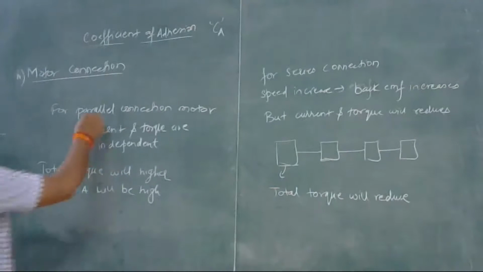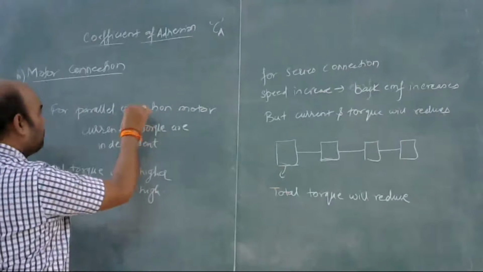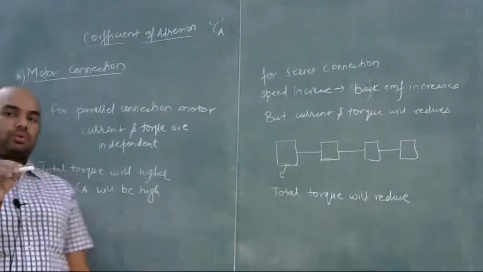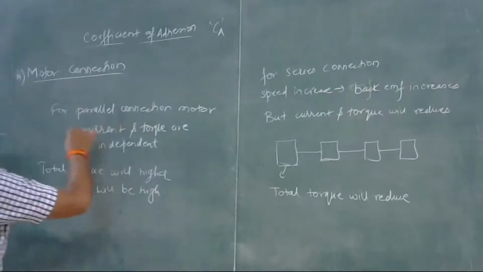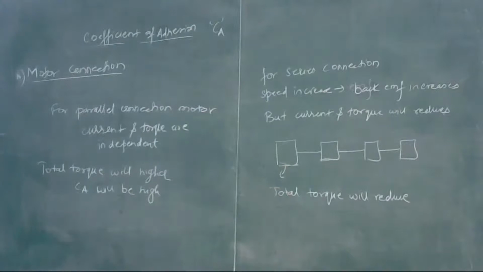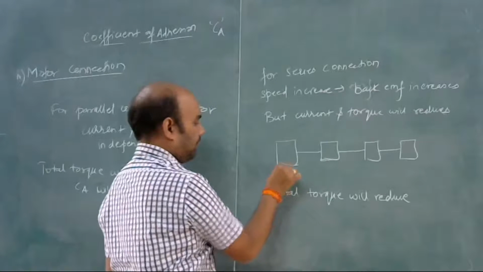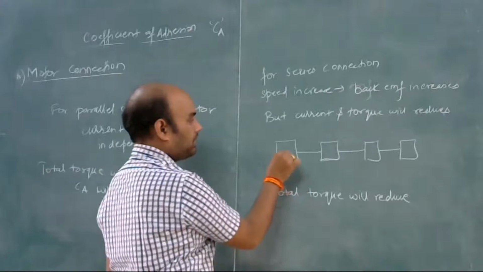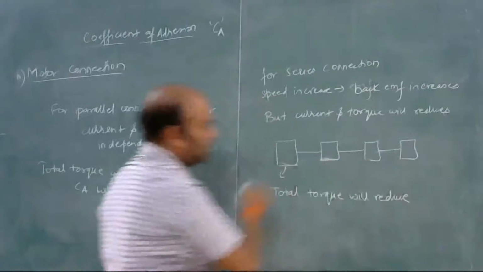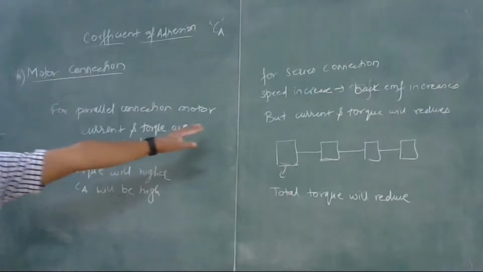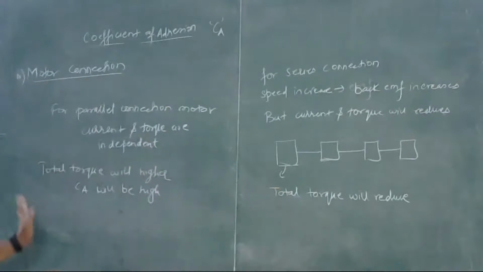Okay, so if slipping occurs, it will reflect to only one motor, and not to all the motors connected in parallel. But in the case of series connected motors, if there is slipping of one wheel connected to a motor, it will reflect to all the motors connected to it. So there will be a total torque reduction, and here the torque will remain higher as compared to series connection. Okay, so CA will remain high.